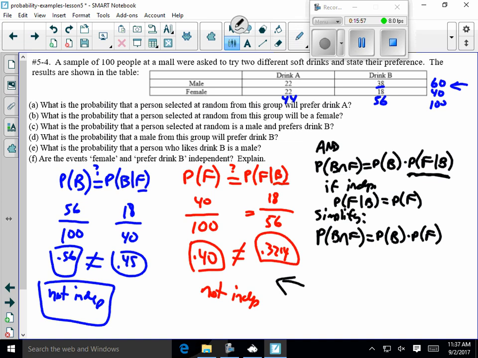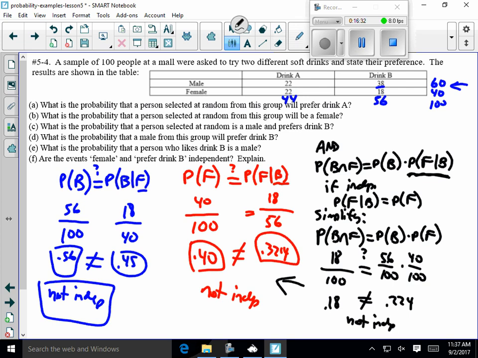But if you want to do it this way, right, the probability of B and female would be, out of all 100 students, being B and female is 18, that one place on the table. Is that equal to the probability of ranking B, which is 56 out of 100, times the probability of being a female, which is 40 out of 100, right? Now, when you multiply those two things together, this side becomes 0.18, and this other side over here becomes 0.224. So again, those things are not equal, and you would conclude they're not independent. I think that's less intuitive, though, and it doesn't really get to the heart of the idea. So I would prefer that you do the blue or the red way if you were in my class.